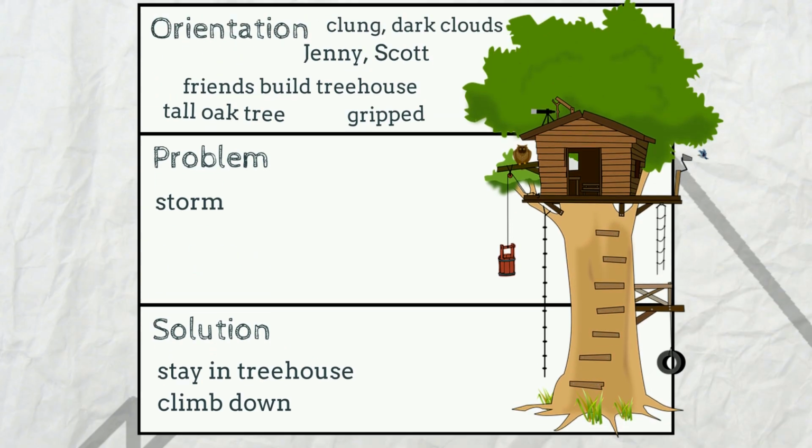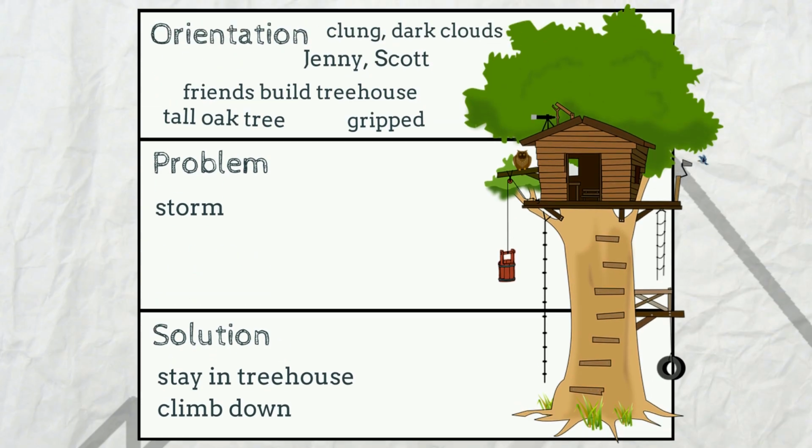In the last video, I brainstormed some ideas for the problem and the solution. Let's quickly review what we've got so far. You can see from the planning sheet that the problem of my story is going to be that a storm hits. And here I've got a couple of ideas for the solution. I'm not quite ready to start writing the problem just yet, because even though I've got a basic idea, I need to do some more planning to make sure that my problem will be entertaining for the reader.